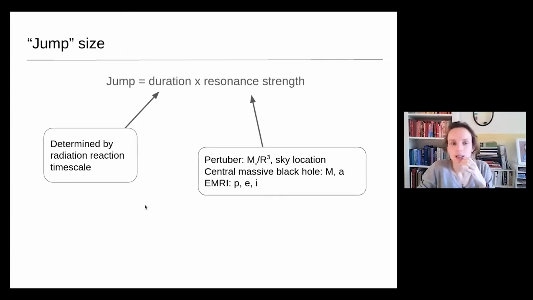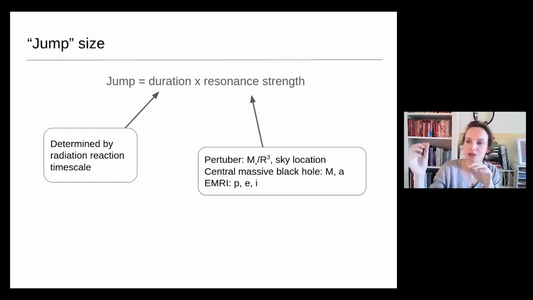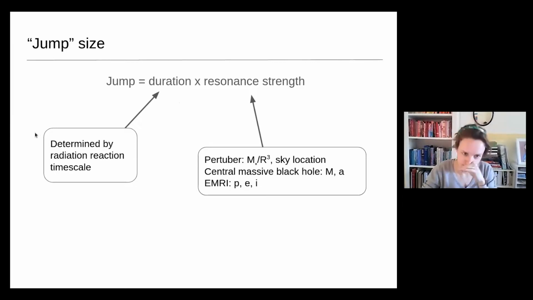And then we can calculate the jump size of the resonance. That depends on essentially two key things: how long the resonance lasts, which is in fact completely determined by the radiation reaction time scale. As the EMRI is evolving, it will still keep on emitting gravitational waves, and the fact that it does that means that it will not be locked into resonance, but it will slowly evolve through. And that scale is set by the radiation reaction time scale.